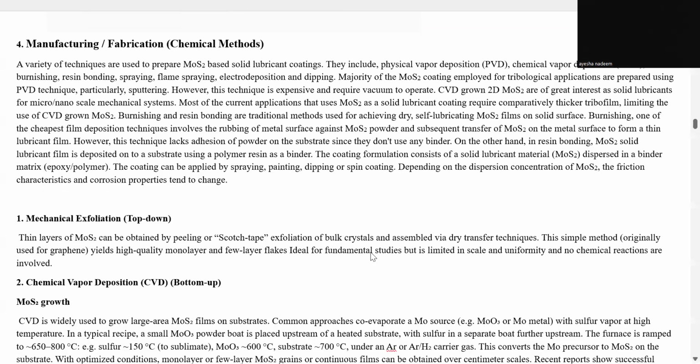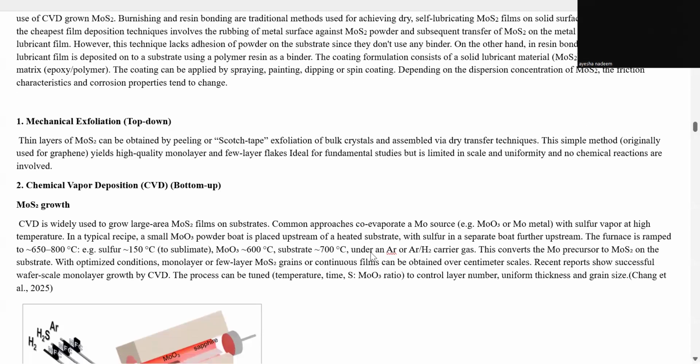First of all, we will discuss mechanical exfoliation, which is a top-down method. In this method, thin layers of molybdenum disulfide can be obtained by peeling or scotch tape exfoliation of bulk crystals and assembled via dry transfer techniques. This simple method, originally used for graphene, yields high quality monolayer and few layer flakes, ideal for fundamental studies, but is limited in scale and uniformity, and no chemical reactions are involved.